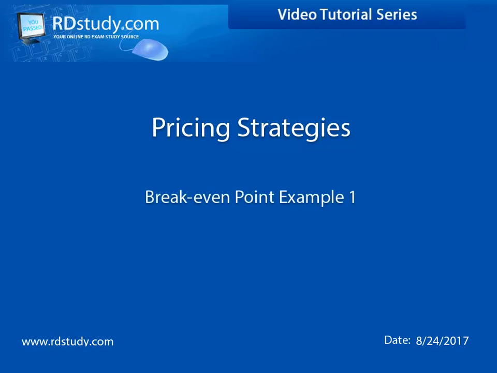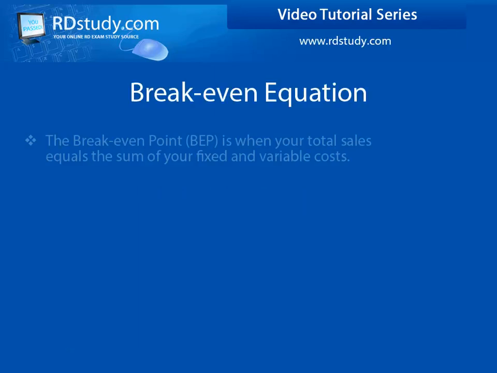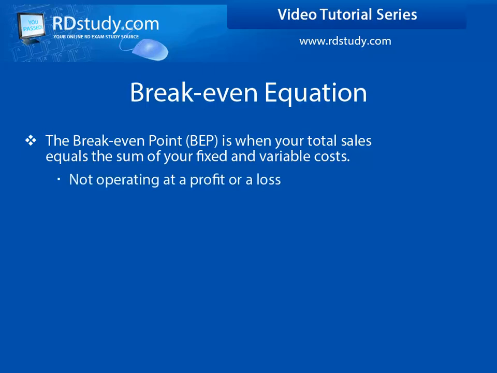The break-even point is where your sales are equal to your fixed and variable costs. Let's jump right in and use an example to better explain this concept. We know that the break-even point is where your total sales are equal to the sum of both your fixed and variable costs. You do not yet show a profit, nor are you operating at a loss. So how is the break-even point determined?